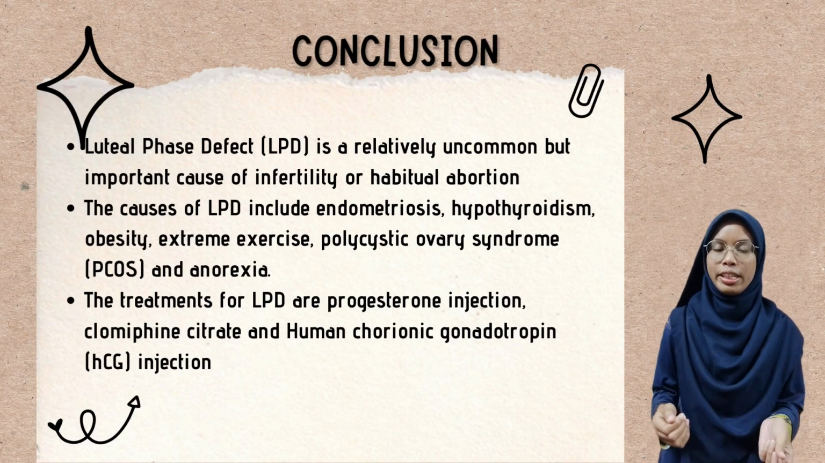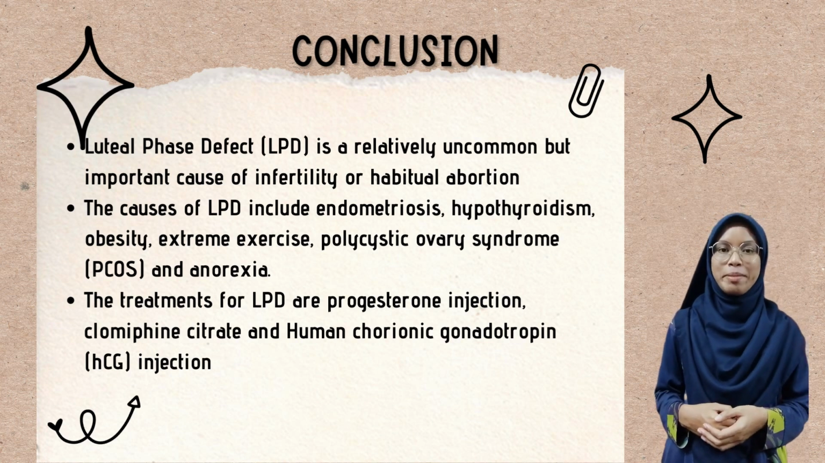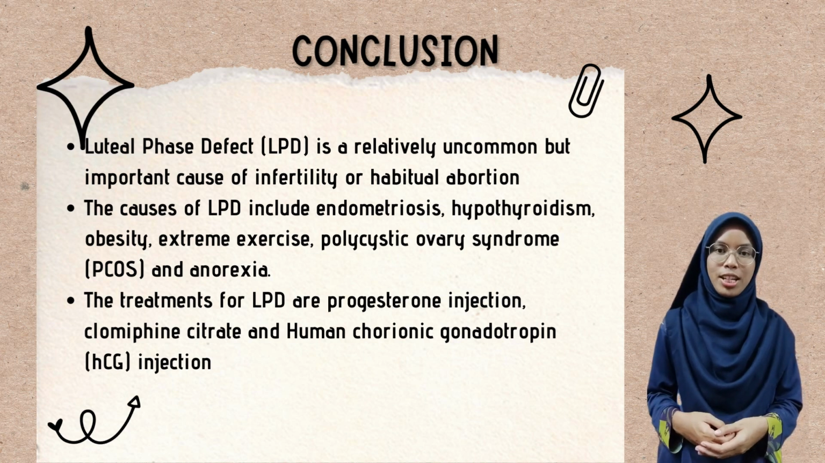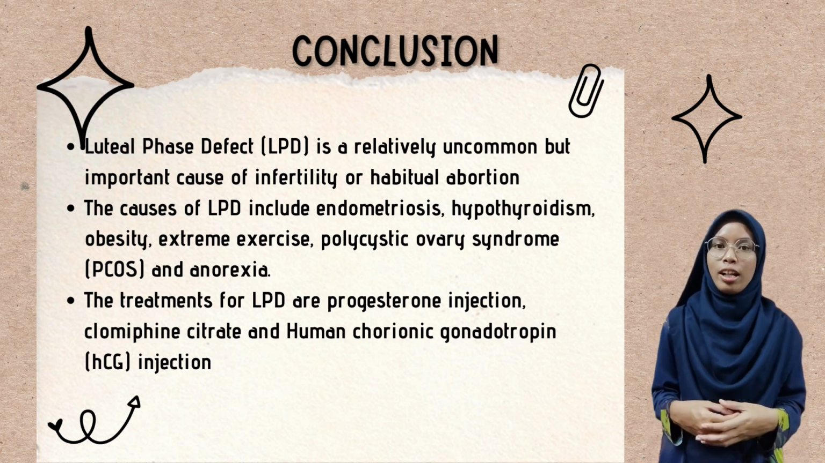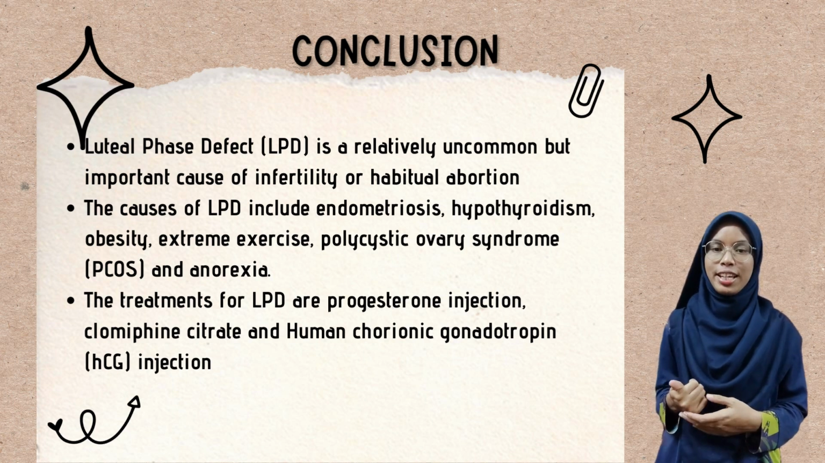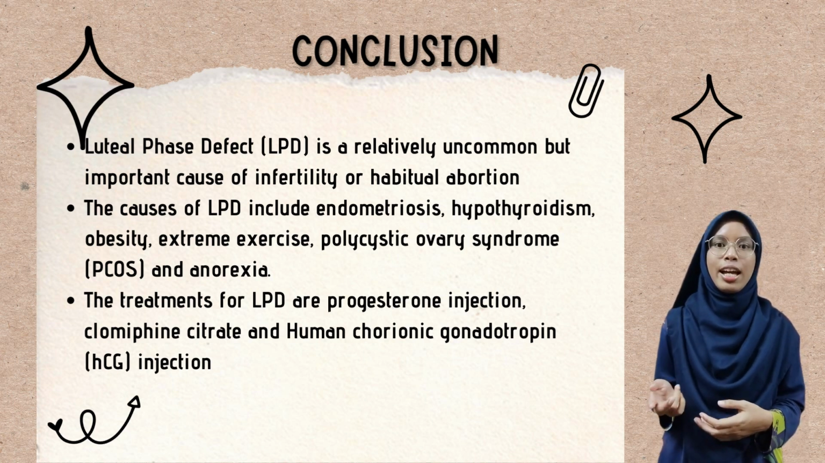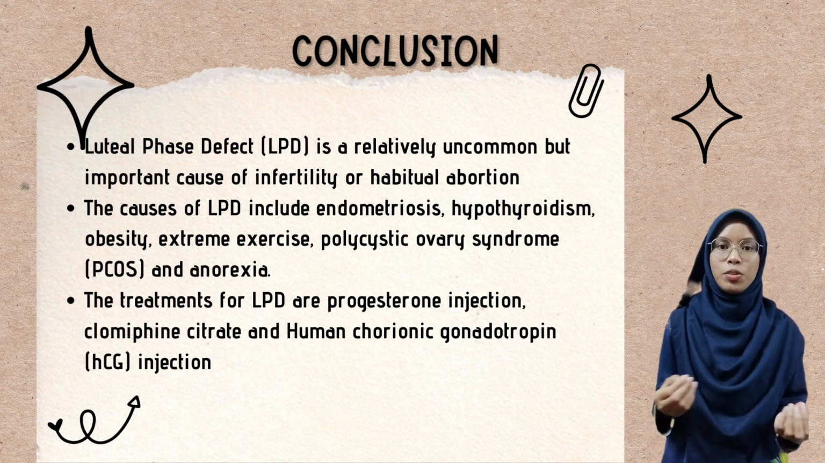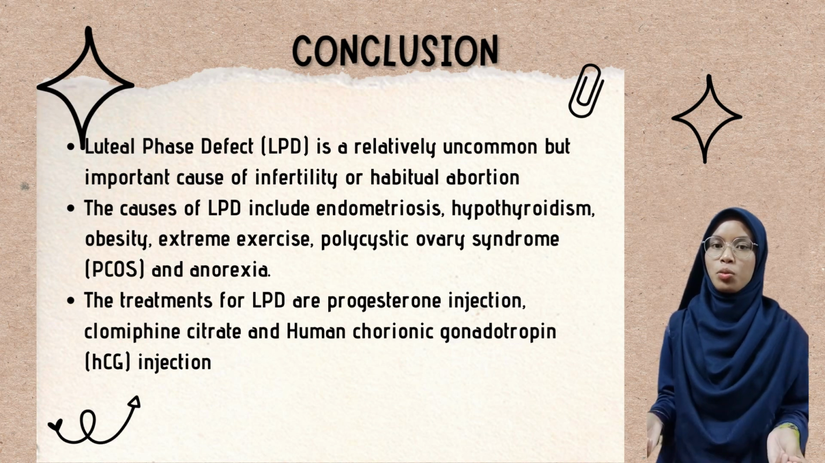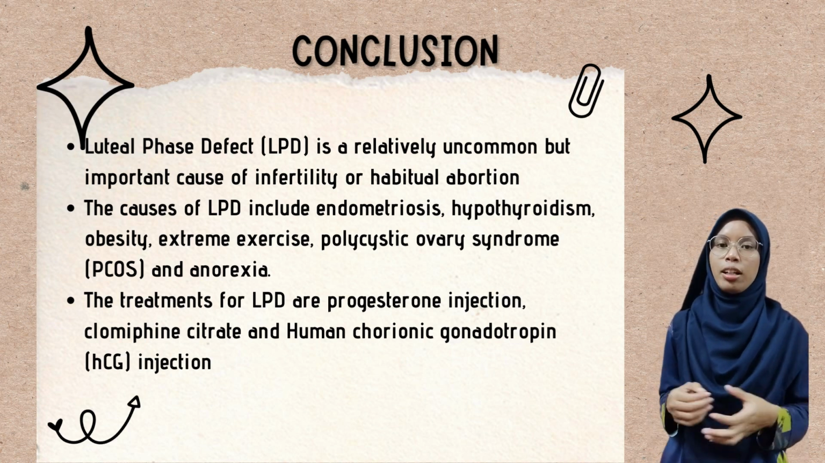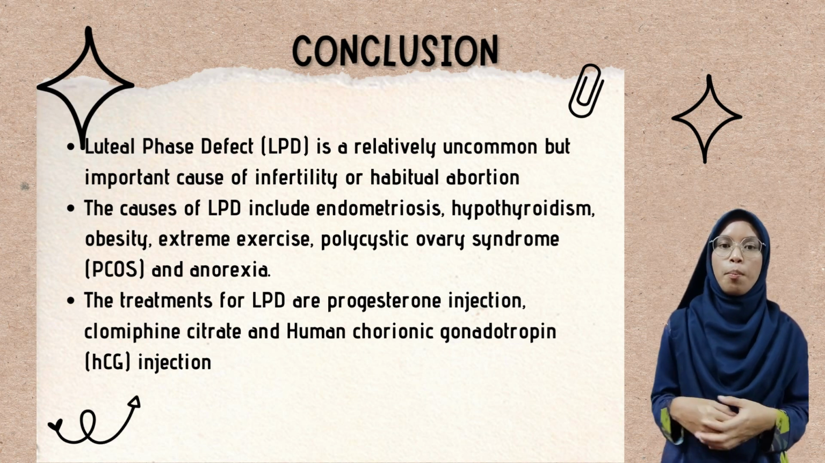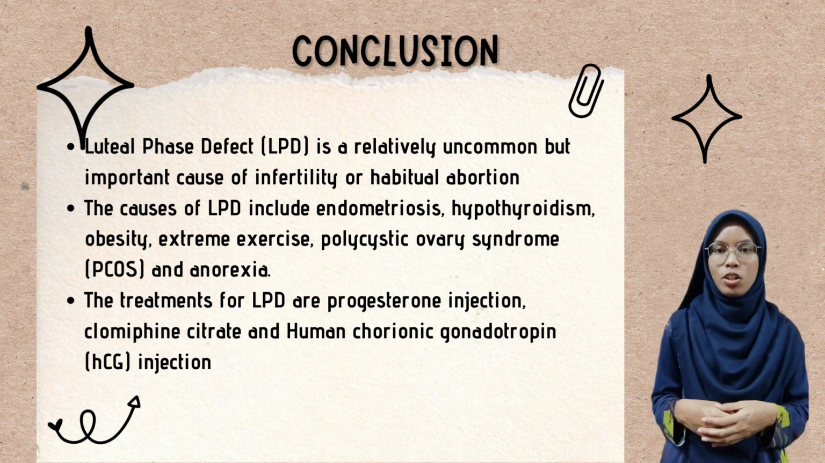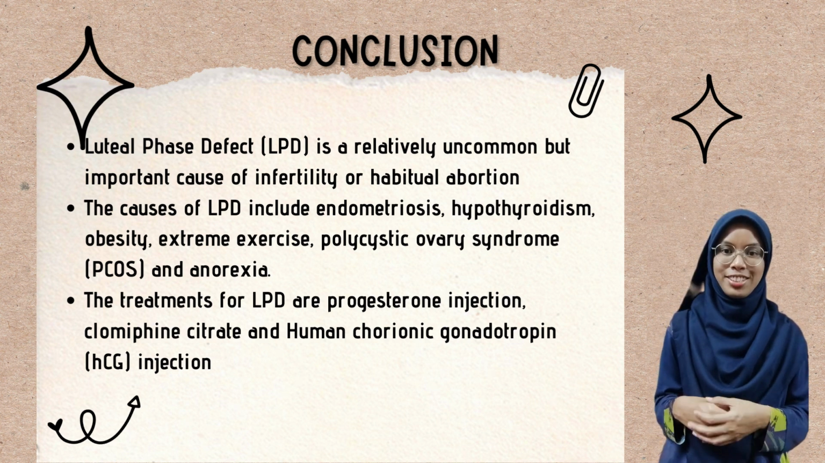Luteal phase defect (LPD) is a relatively uncommon but important cause of infertility or habitual abortion. So, the causes of LPD include endometriosis, hypothyroidism, obesity, extreme exercise, polycystic ovary syndrome or PCOS, and anorexia. The treatments for LPD or luteal phase defect are progesterone injection, clomiphene citrate, and human chorionic gonadotropin (HCG) injection.